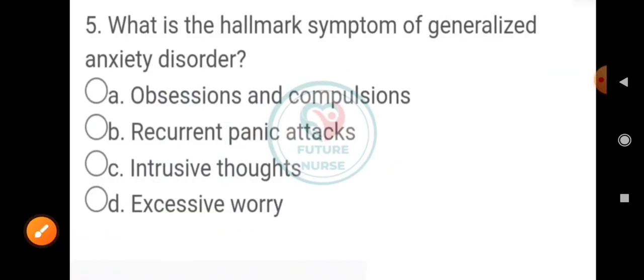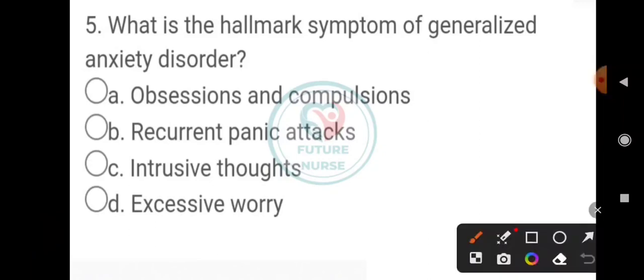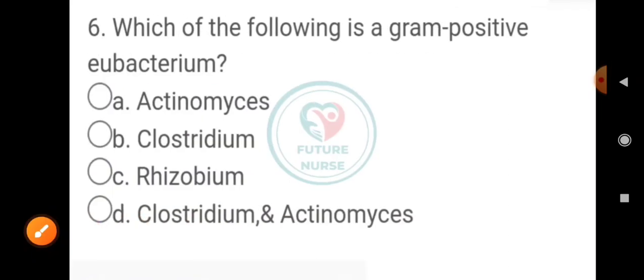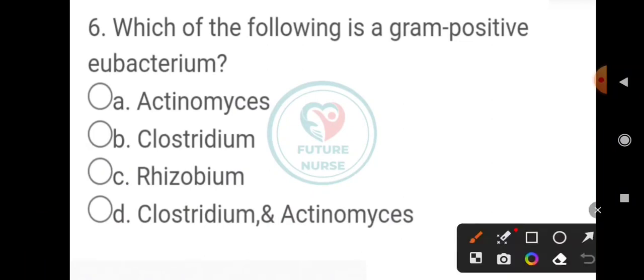What is the hallmark symptom of generalized anxiety disorder? Obsessions and compulsions, recurrent panic attacks, intrusive thoughts, excessive worry. So the main hallmark symptom of generalized anxiety disorder is excessive worry. Option D. Next question: which of the following is a gram positive eubacterium?